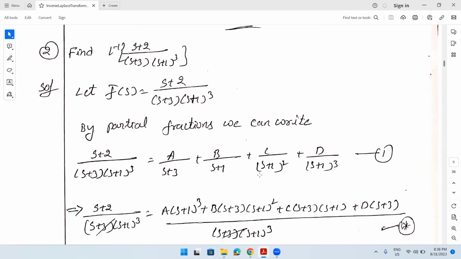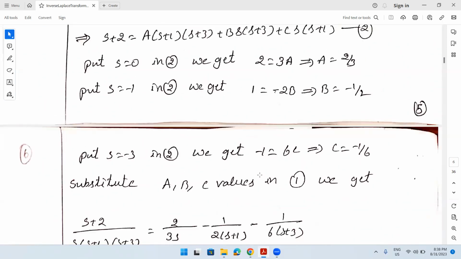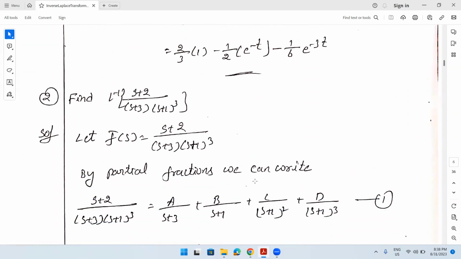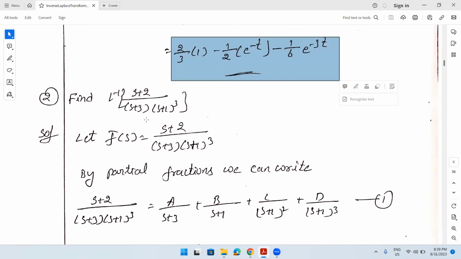So we are going to see this in this topic. This is the first problem. We got the answer: 2 by 3 minus 1 by 2 e power minus t minus 1 by 6 e power minus 3t. This is the final answer.